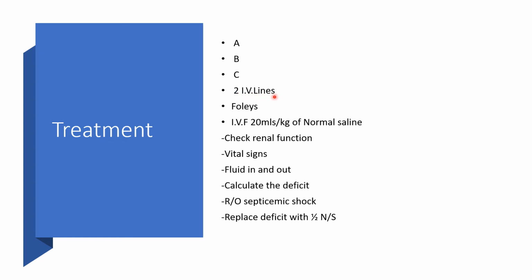We get two IV lines set up. The Foley catheter for bladder catheterization. IV fluid at 20 mL per kilogram of normal saline. We have to check for the renal function. Vital signs machine should be hooked up. Fluid in and out should be monitored. We have to calculate the deficit.